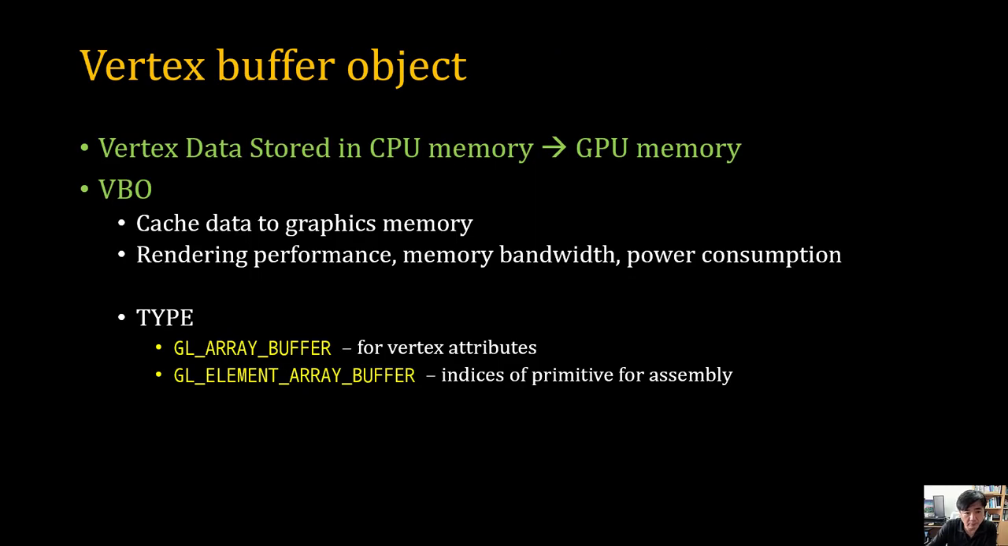There are two types of vertex buffer object. One is GL_ARRAY_BUFFER, which stores the attributes of vertices. The second is GL_ELEMENT_ARRAY_BUFFER, which stores the index data of vertices. For example, there is a triangle with vertex 0, vertex 1, vertex 2. We can put the vertex attributes with GL_ARRAY_BUFFER, then it sends the attributes to the GPU. Then we can assemble this vertex data and draw the triangle.